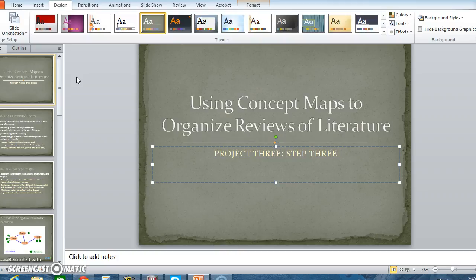We are going to be going over the use of concept maps to organize your review of the literature, and how you can use those concept maps to begin to draft an outline for your literature review and then use that outline to write out the 8 to 10 pages for the literature review.